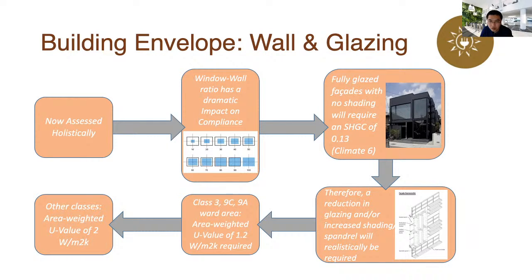And for class 3, 9C or 9A wall area, an area weighted U value of 0.2 will be required. For other classes, it will be a U value of 2. Which is also a very high requirement in terms of glazing.